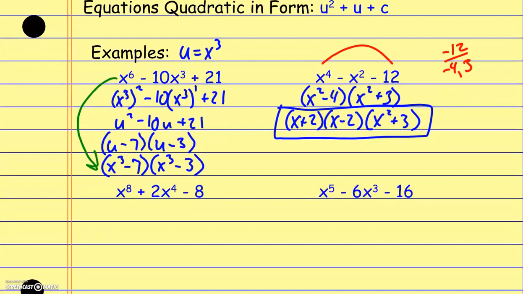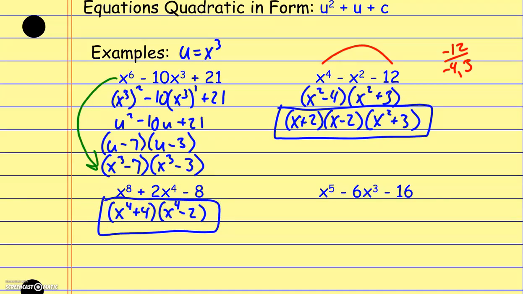For this one, it's quadratic in form. X to the 8th, x to the 4th. I build a bridge. Two numbers that multiply to a negative 8 but add to a positive 2 are going to be a positive 4 and a negative 2. So it's going to be, instead of x plus 4, it's going to be x to the 4th plus 4. Instead of x minus 2, it's going to be an x to the 4th minus 2. And there's nothing else we can do here. That x to the 4th plus 4 is a sum of squares which doesn't factor. Okay?